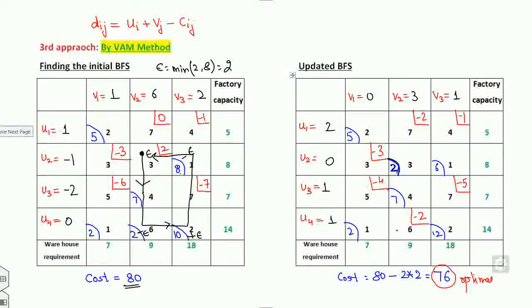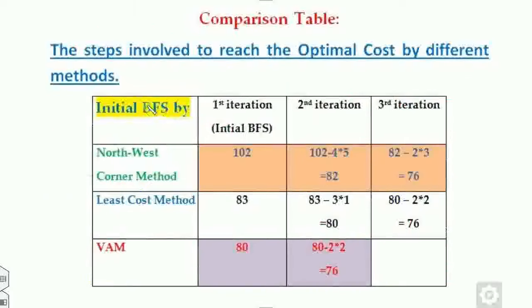So what is the summary among them? Look at that. When we solve this by the Northwest corner method, the initial BFS comes to be 102. In the second iteration, it comes to be 82, and the third iteration comes to be 76, which is my optimal one. If you solve this problem by the least cost method, its initial solution is 83, then 80, then 76.